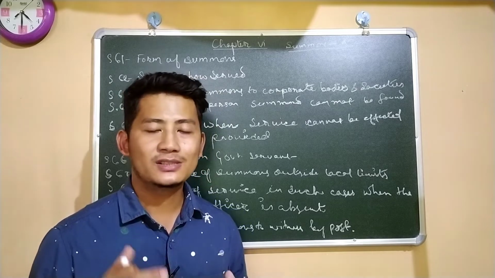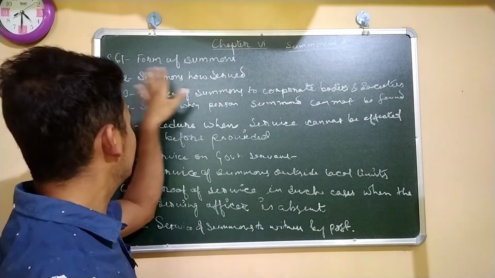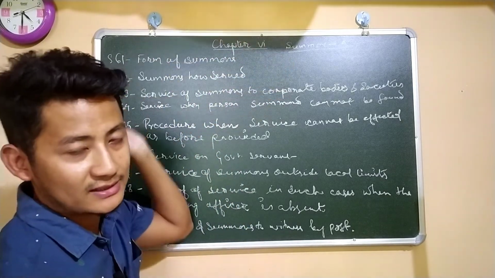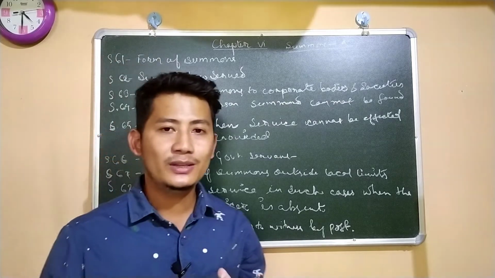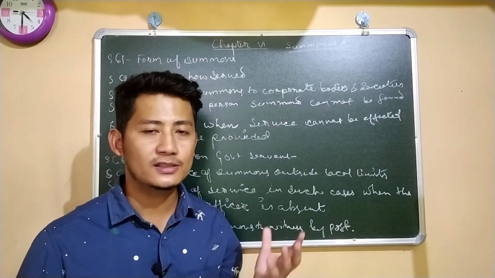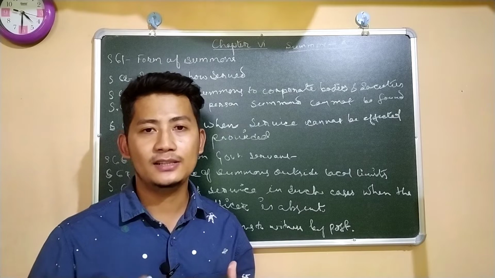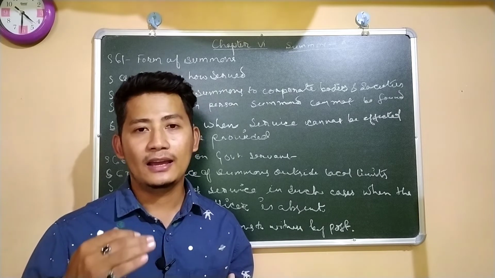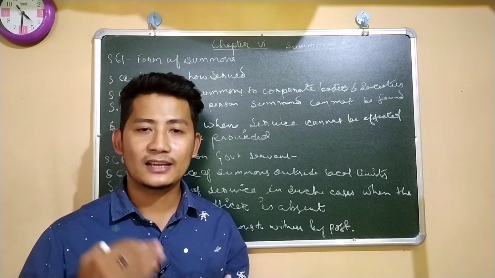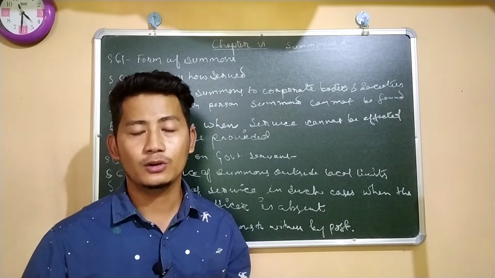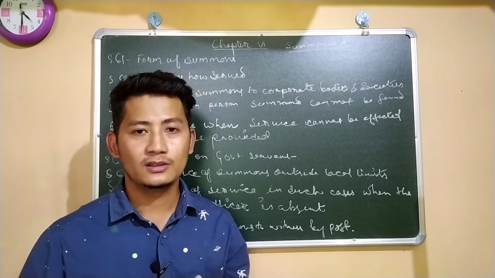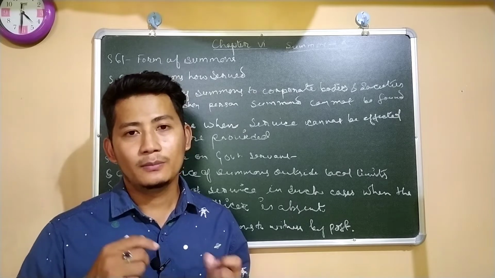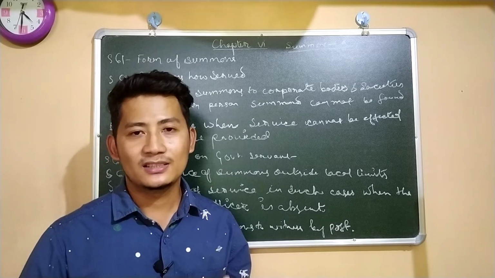Now let's talk about section 61, the form of summons. Summons start with section 61. If we read the direct language of section 61, it says that every summons issued by a court under this code shall be in writing, in duplicate, and signed by the presiding officer of such court or by such other officers as the High Court may by rule direct, and it shall bear the seal of the court.